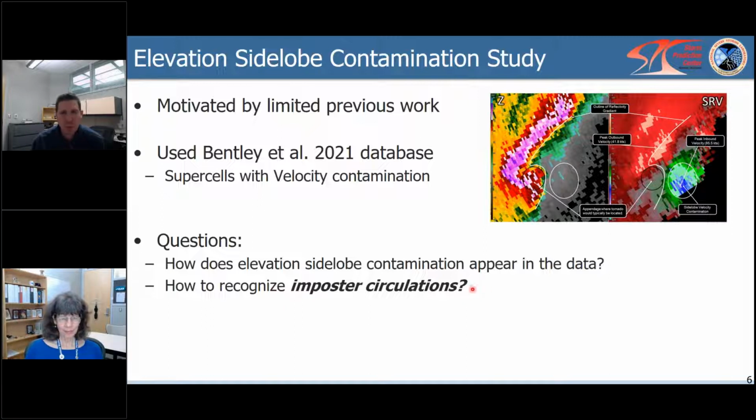And then also we really wanted to say, all right, how do you recognize these imposter circulations? Those are the biggest problems. Those are the ones that make you say, all right, I've got to get a warning out, this is a strong rotating storm. We wanted to help people use diagnostic tools to say, wait a minute, can I actually trust this data?